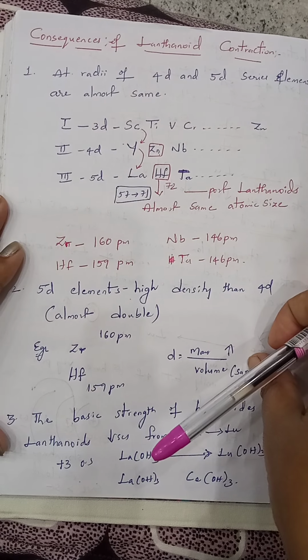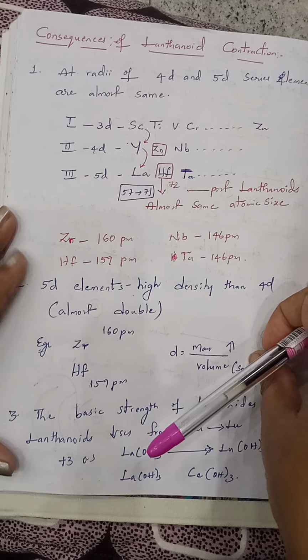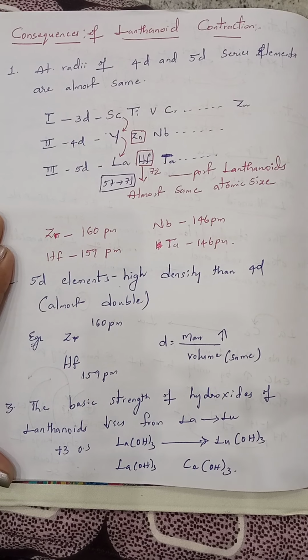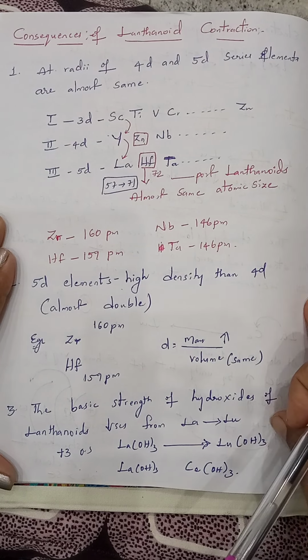Hello everyone. In this video we'll see about the consequences of lanthanide contraction. In the last video we saw what lanthanides are. Lanthanides are the elements which come after lanthanum. Those 14 elements are considered as lanthanides. About atomic size we have seen in the last class. Now we'll see about the consequences of lanthanide contraction.